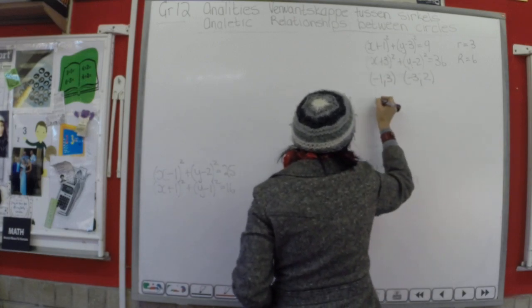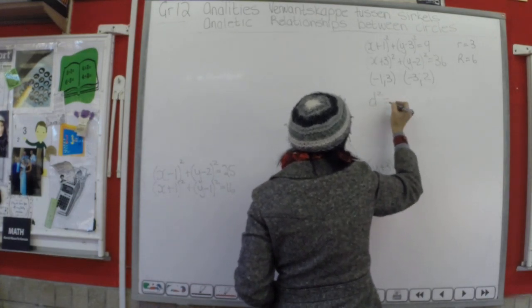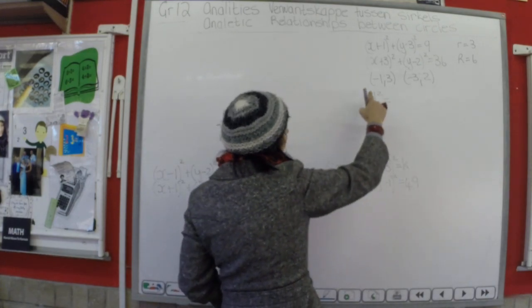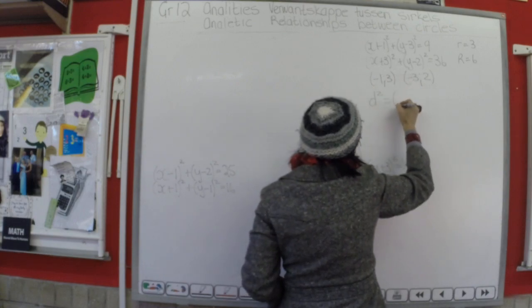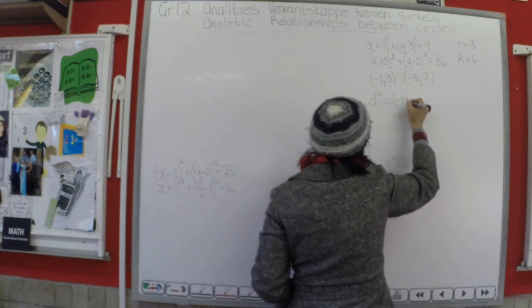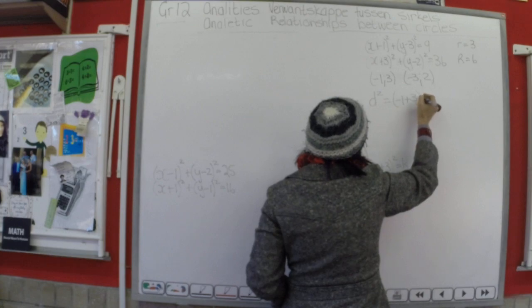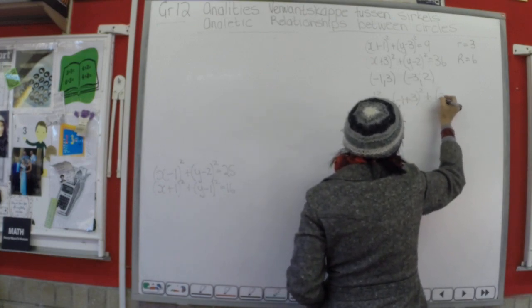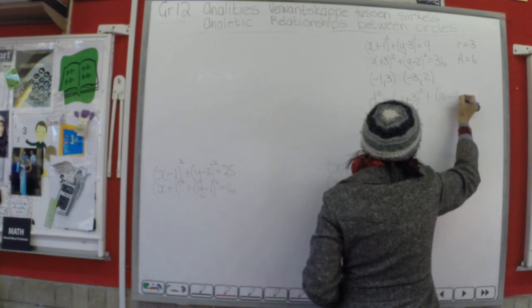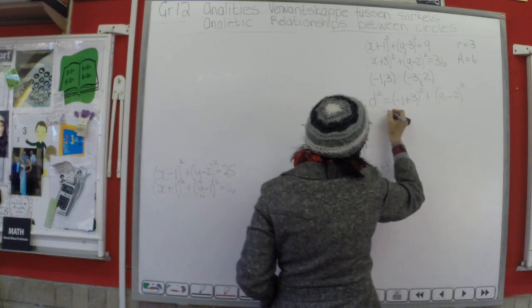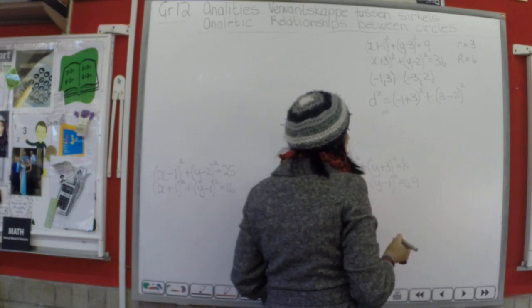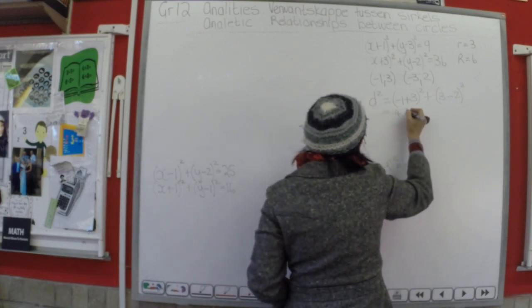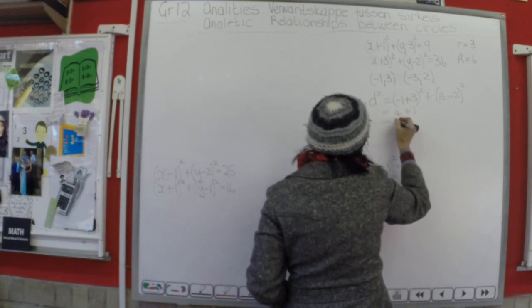So kom ons gaan werk die afstand tussen die 2 middelpunte uit, die afstandformule. D kwadraat is (x minus x)² plus (y minus y)². Dit gee vir my min 1 plus 3 is 2, kwadraat is 4, plus 1, and that's 5.